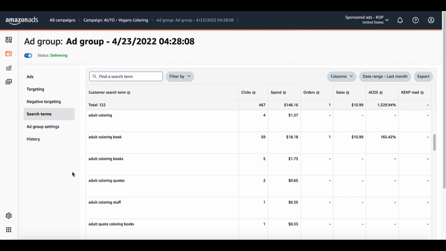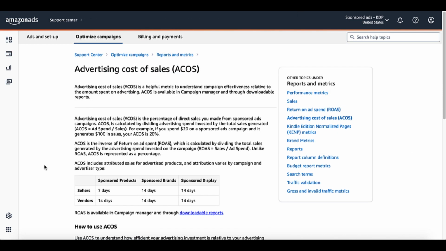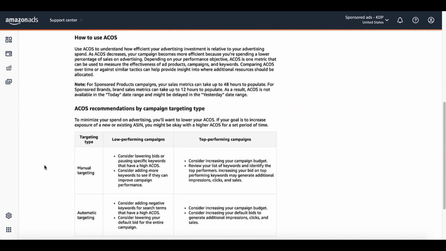The thing that you have to understand, and the main strategy here, is to understand what ACOS means. It is the percentage of your sales that you spend on advertising, calculated by dividing your spend by sales attributed to your ads. If you don't understand that, if it doesn't make sense, click on the Learn More link that Amazon gives you and simply read what they are telling you, what advertising cost of sales or ACOS is. Look at the formulas, read the information here, how to use ACOS.